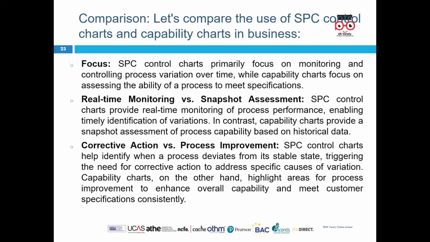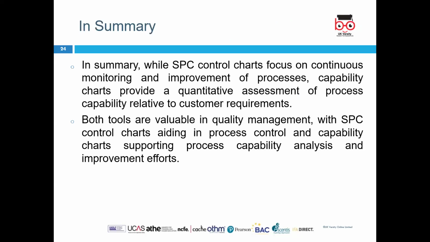Again, the difference with SPC is that the capability charts highlight areas of process improvement, whereas corrective action is required in case of SPC. The capability charts are used to enhance overall capability and meet customer specifications consistently. To summarize, while SPC control charts focus on continuous monitoring and improvement, capability charts provide a quantitative assessment of process capability.